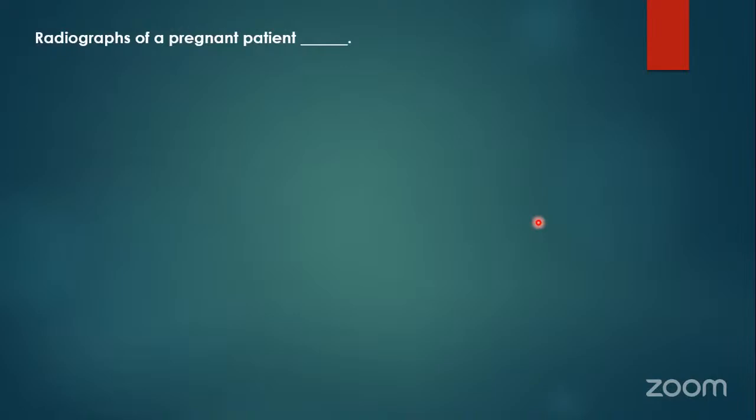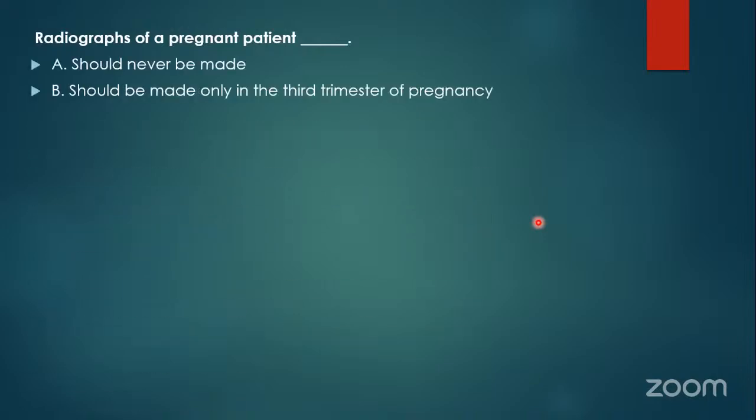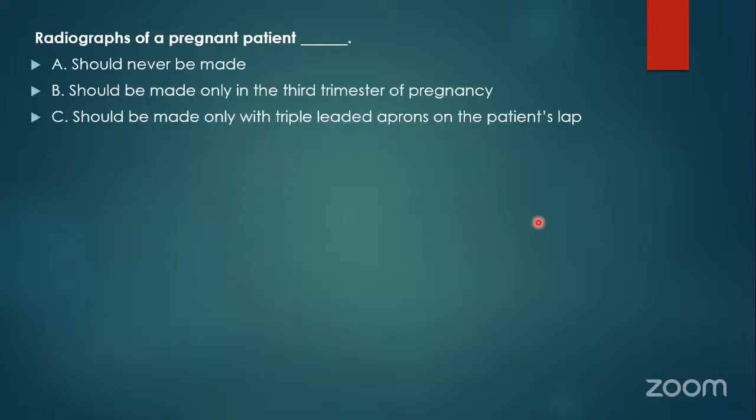Okay. So radiographs of a pregnant patient should never be made, should be made only in the third trimester, should be made with a triple leaded apron, should be made only when there's a specific need. See, we all know that the second phase of pregnancy is the most favorable one and the safest period. But we cannot consider radiation in any phase of pregnancy. That is my personal advice. So the ideal answer for this question is it should be made only when there is a specific need.